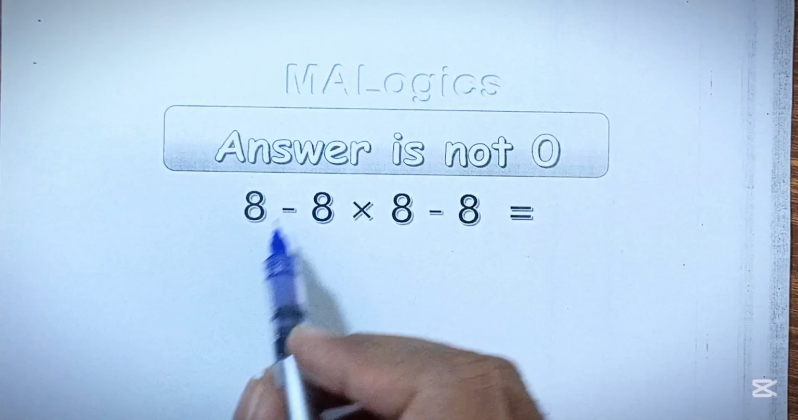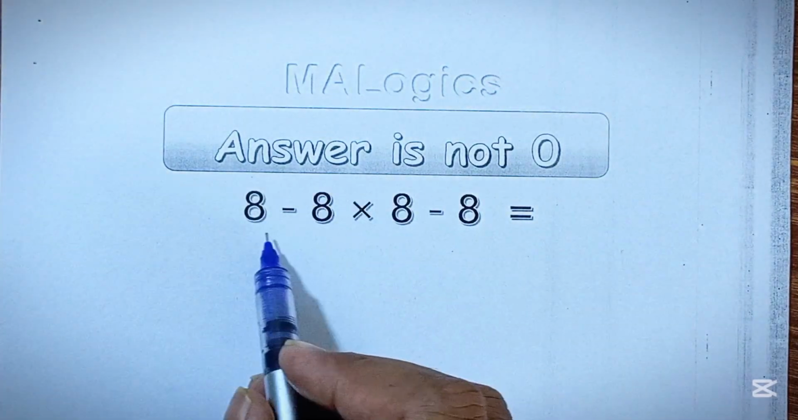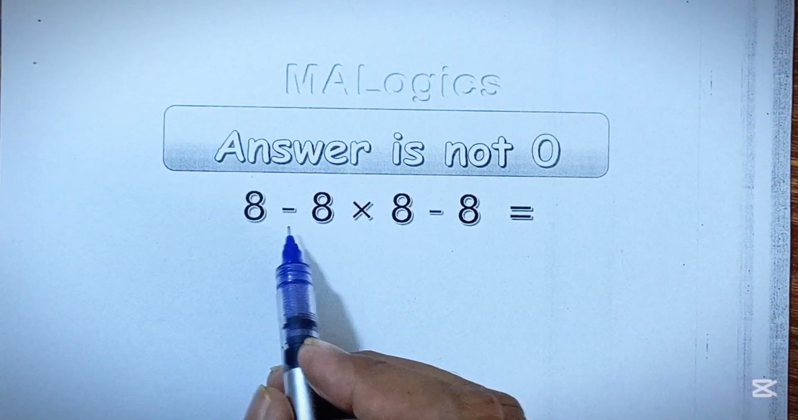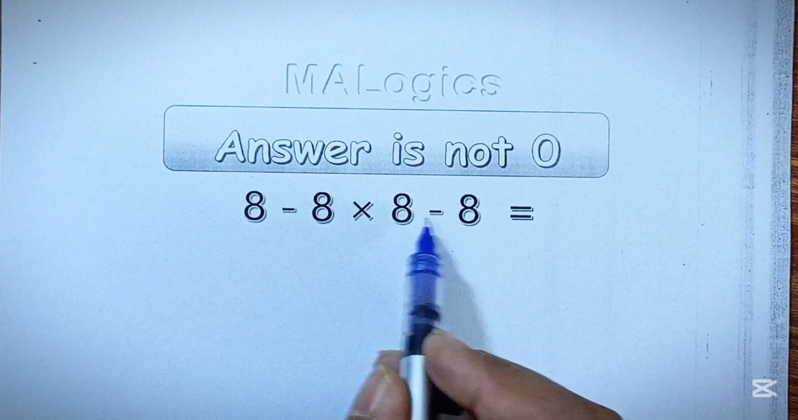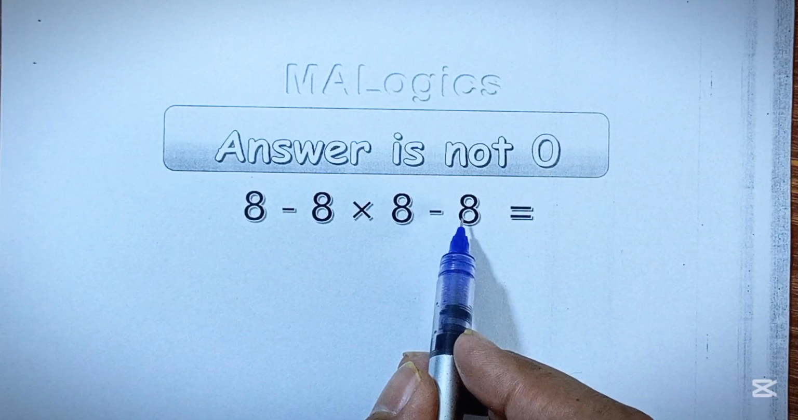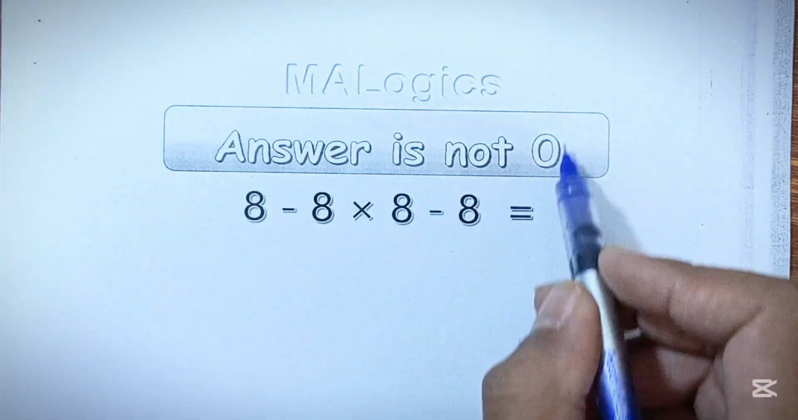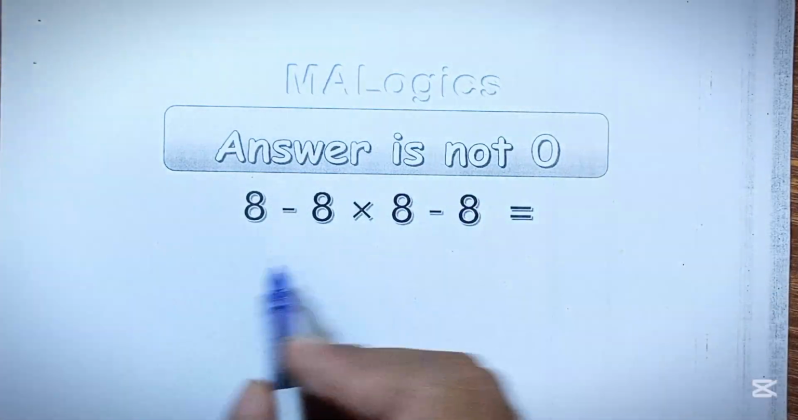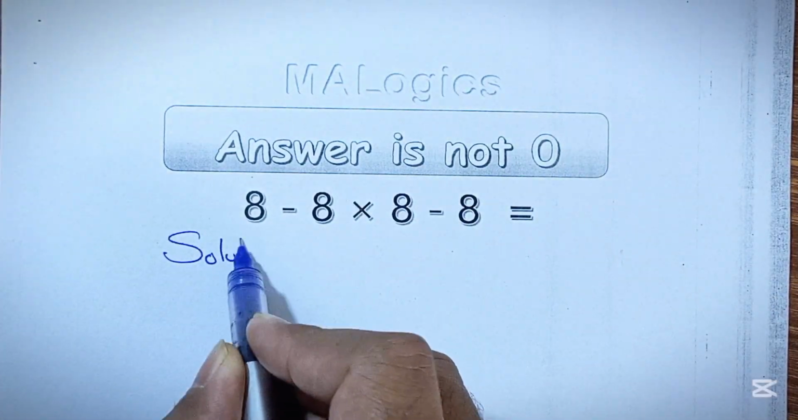Today, once again, we are going to solve another math problem. And the question is 8 minus 8 times 8 minus 8. So can you solve this in your mind before the video ends? But the twist is that its answer is not 0. So let's move to the solution of this problem.